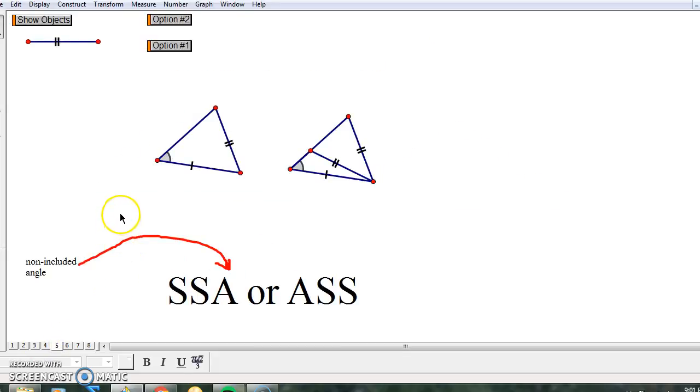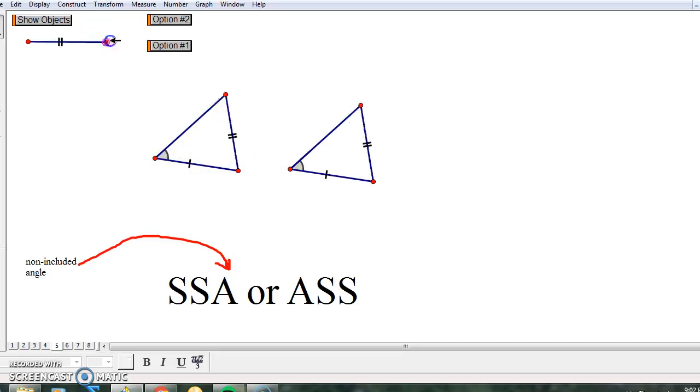This one is called side-side-angle or angle-side-side. This would be said two sides and the non-included angle. Now we can see in this triangle that this side's congruent to this side, and this side's congruent to that side, and that angle's congruent.